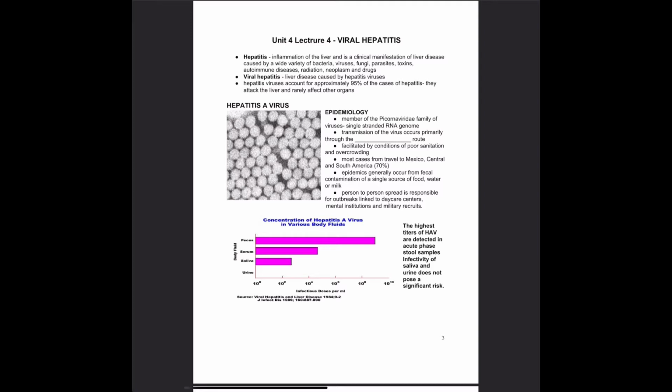Epidemics generally occur from fecal contamination of a single source of food, water, or milk, and person-to-person spread is responsible for outbreaks linked to daycare centers, mental institutions, and military recruits. The highest titers of hepatitis A are detected in the acute phase stool samples. Infectivity of saliva and urine does not pose a significant risk.